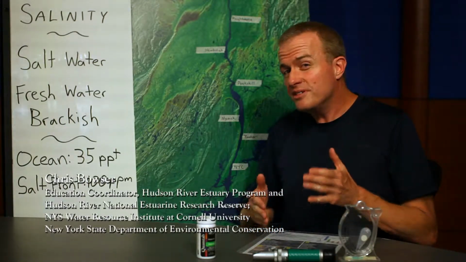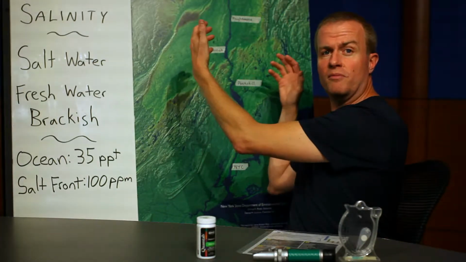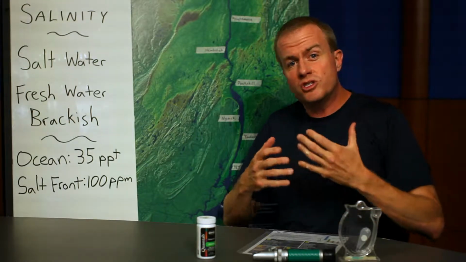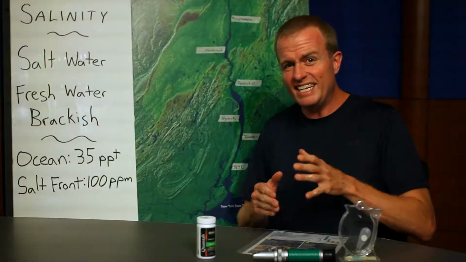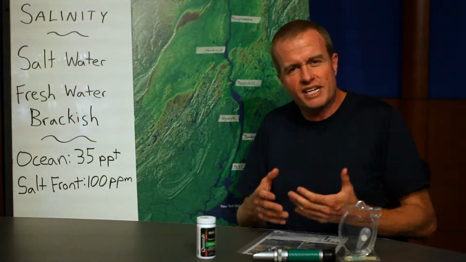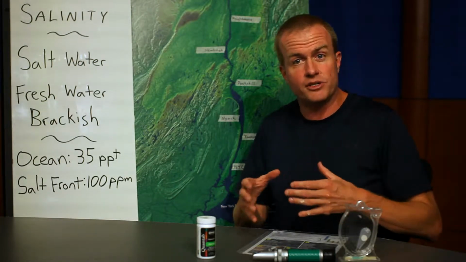The lower Hudson is an estuary, meaning there are freshwater inputs from rain and snow in the watershed, but there's also a strong saltwater input from the tides of the Atlantic Ocean. Salinity, or the amount of salt that's dissolved in the water, directly affects and determines what species of plants and animals live in a given section of the river.